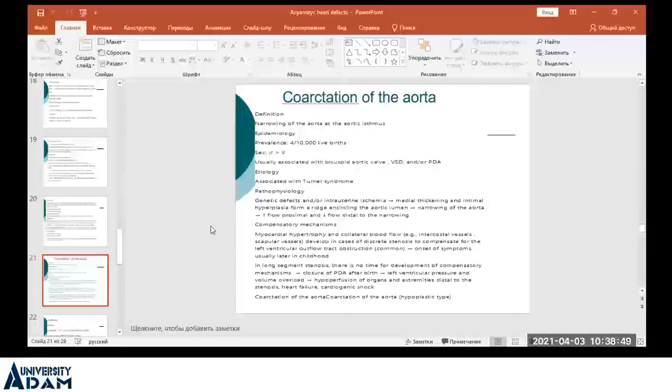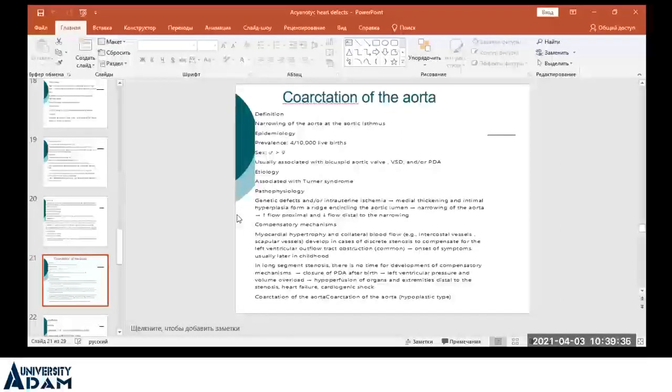Pathophysiology: genetic defects and/or intrauterine ischemia, media hyperplasia, and narrowing of the aortic lumen. Narrowing of the aorta causes increased flow proximal and decreased flow distal to the narrowing. Key compensatory mechanisms are myocardial hypertrophy and collateral blood flow. For example, intercostal vessels and scapular vessels develop in cases of discrete stenosis to compensate for this, with left ventricular outflow obstruction. Symptoms usually appear later in childhood.